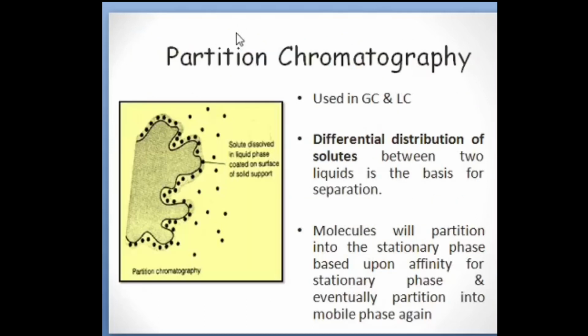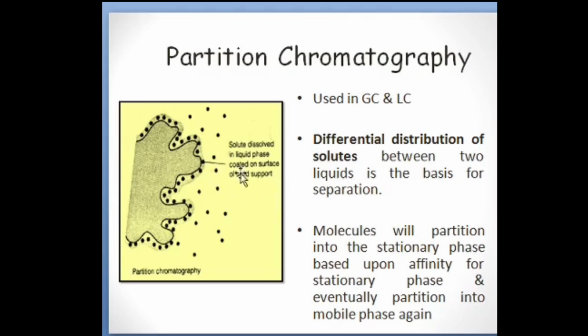So, partition chromatography is used in both gas chromatography and liquid chromatography. We have discussed paper chromatography; that is one example of partition chromatography. Here, the differential distribution of solutes between the two liquids, the mobile phase and the stationary phase, is the basis for the separation.